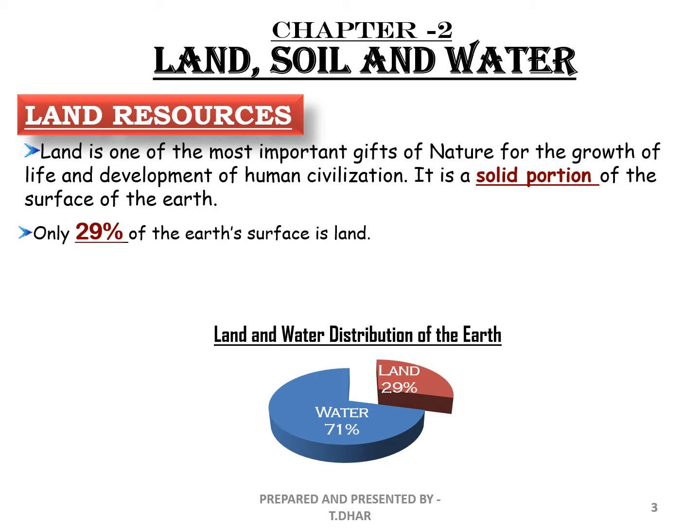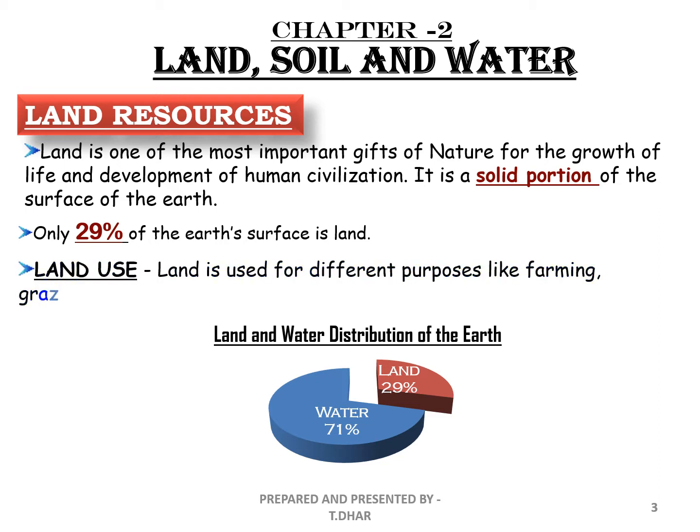In this, out of the total portion of this earth, we have got only 29% of land, and the rest is 71% water. So that means we have got a very limited portion of land and we have to use it very carefully.